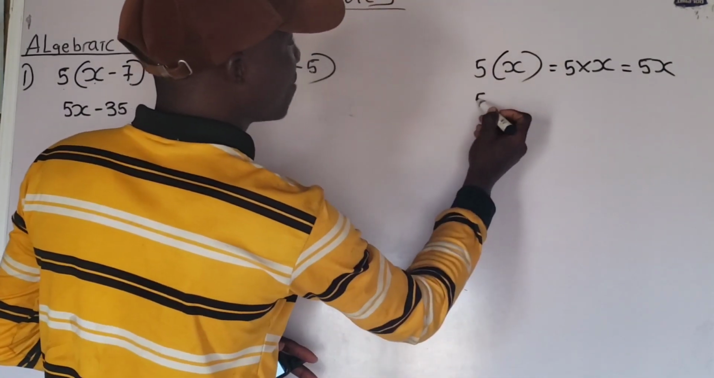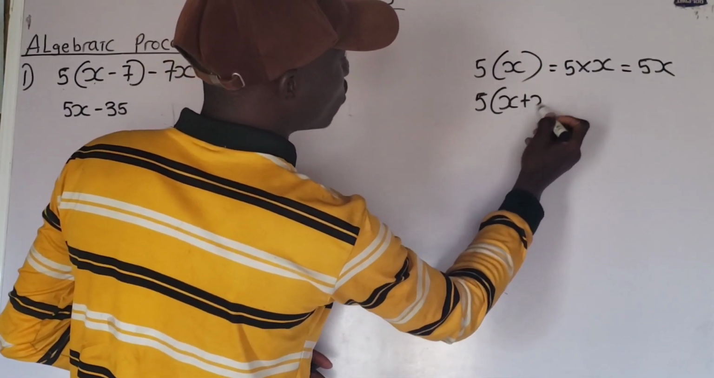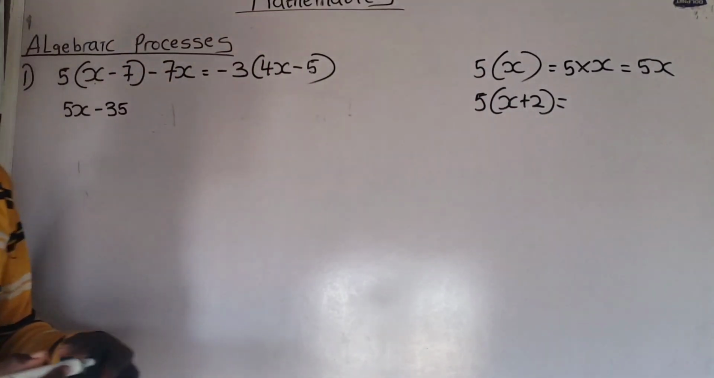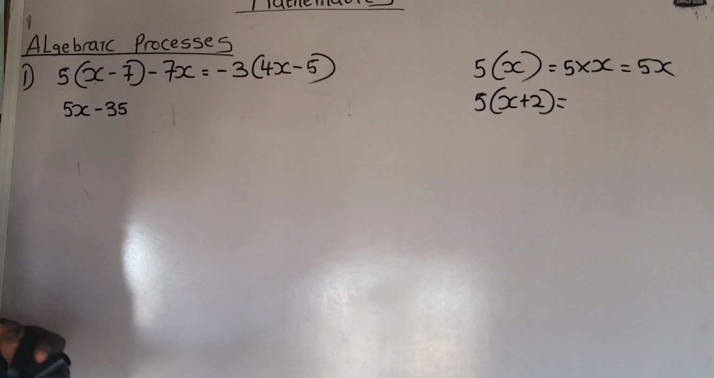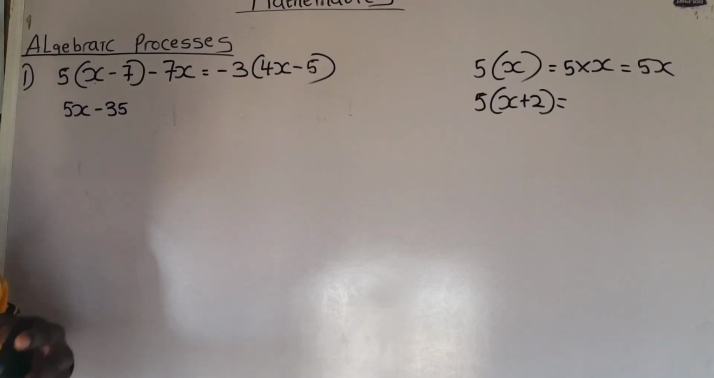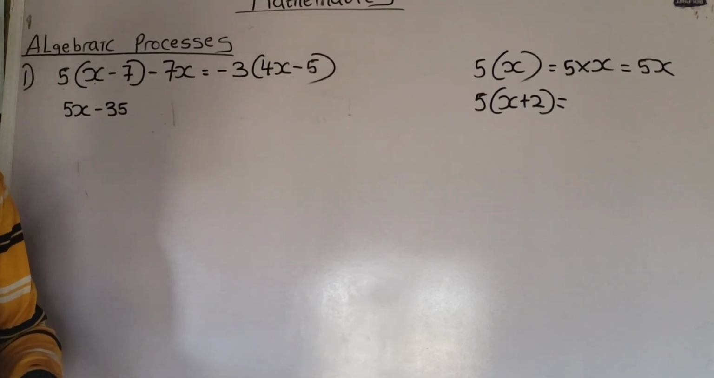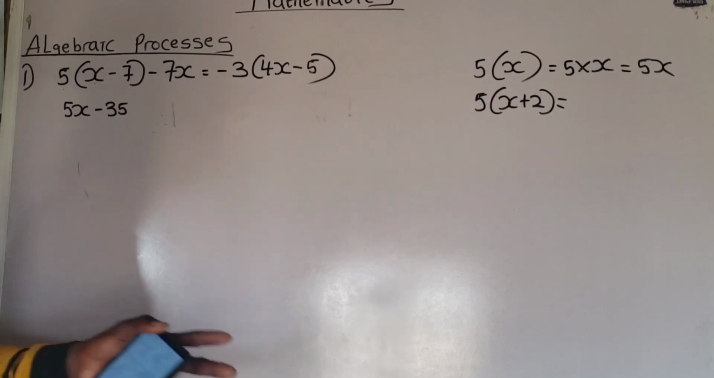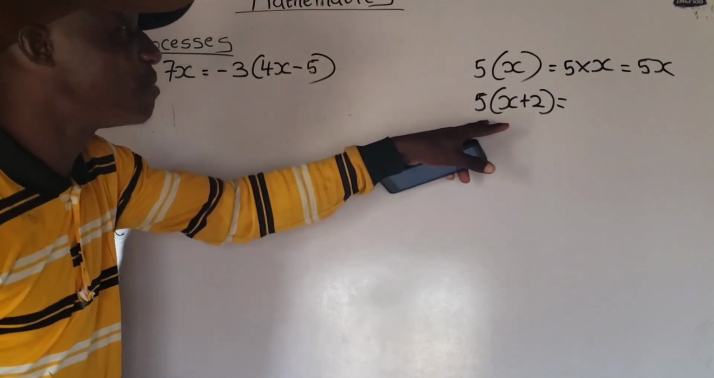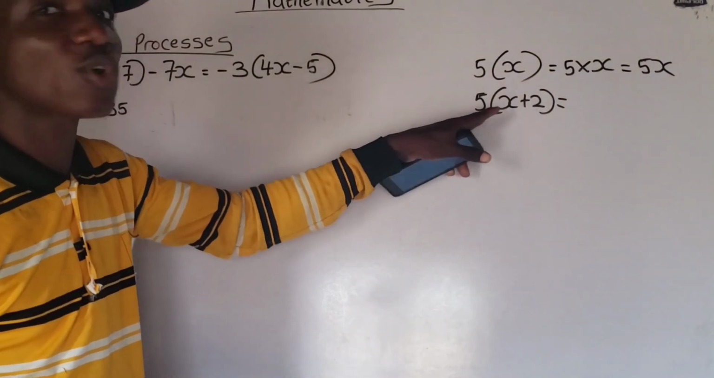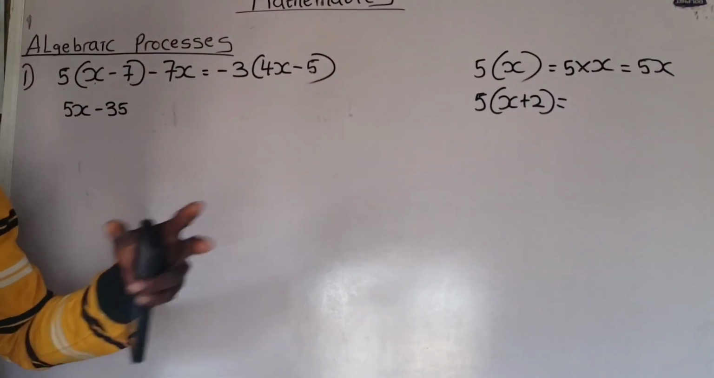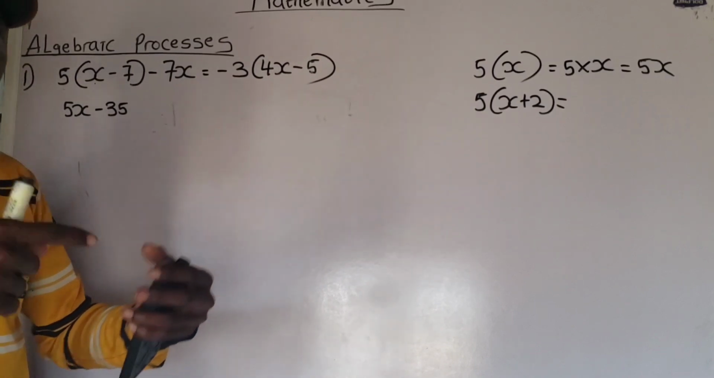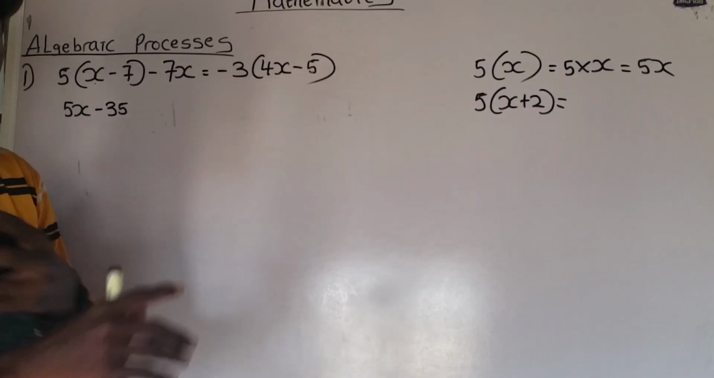Okay, so if you have 5 into bracket x plus 2, it means use this 5 to multiply all the terms in the bracket. You understand? Peradventure, if you missed our class on algebraic process, you can just check the description of this video. You're going to see a link there. Click on that link to watch the class. Okay, so anytime you have a number or any element or terms outside the bracket, if you want to open the bracket, you must use the element outside the bracket to multiply all the terms in the bracket.